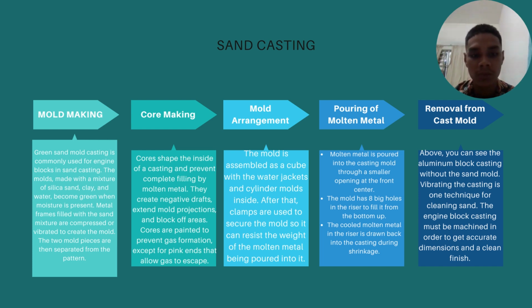The cold molten metal in the riser is drawn back into the casting during shrinkage. Removal from cast mold. Above you can see the aluminium block casting without the sand mold vibrating.